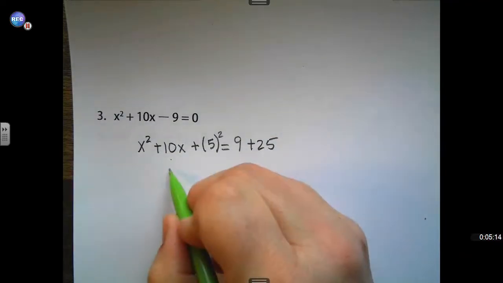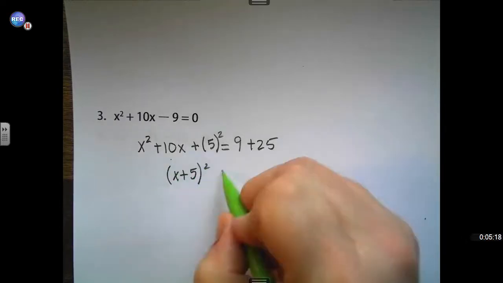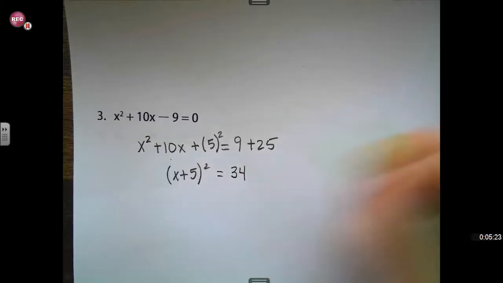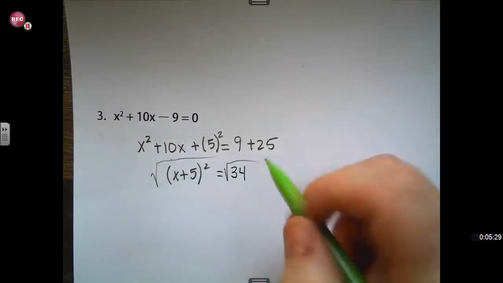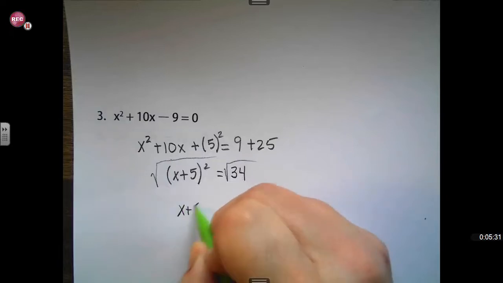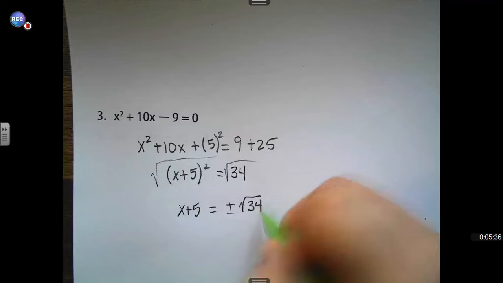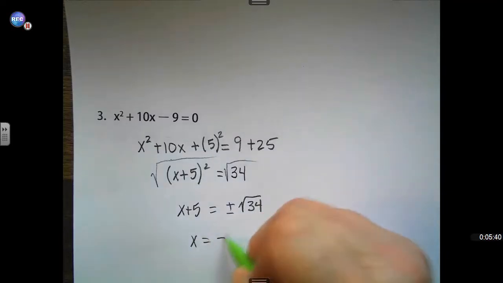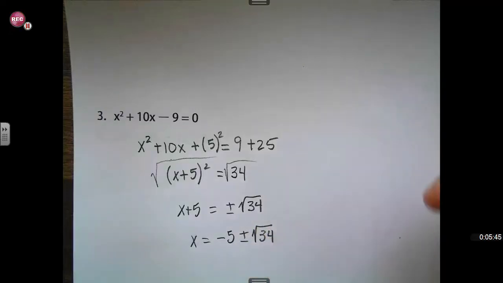This factors to x plus 5 quantity squared. This side becomes 34. Now I take the square root of both sides. Boom. I get x plus 5 equals plus or minus the square root of 34. It cannot be simplified. Subtract the 5. And there you have it.